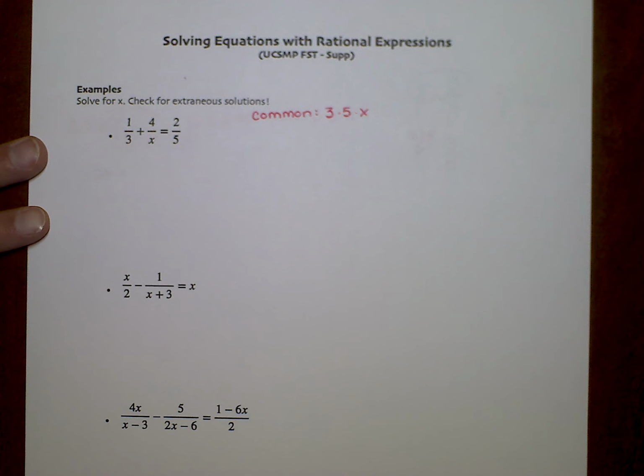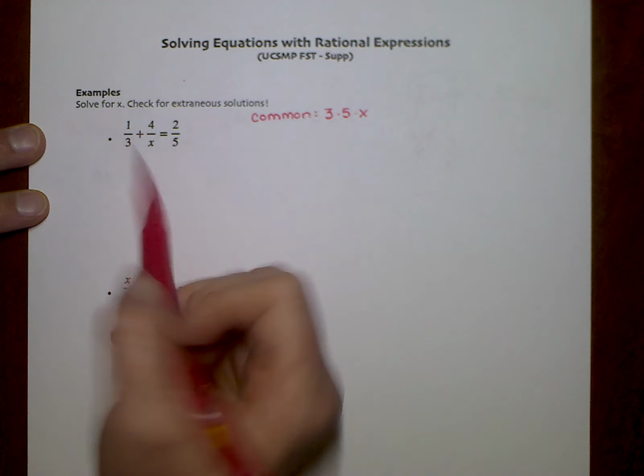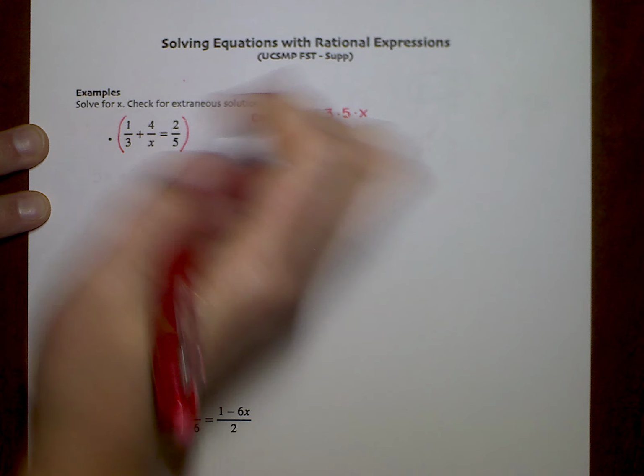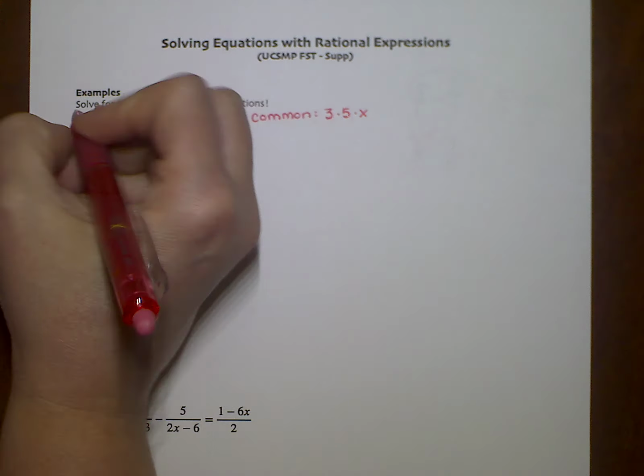And so the way clearing the fractions works is I'm going to take this entire equation and multiply by that common denominator. I'm going to multiply by 3 times 5 times x, and I'm going to multiply over here by 3 times 5 times x.